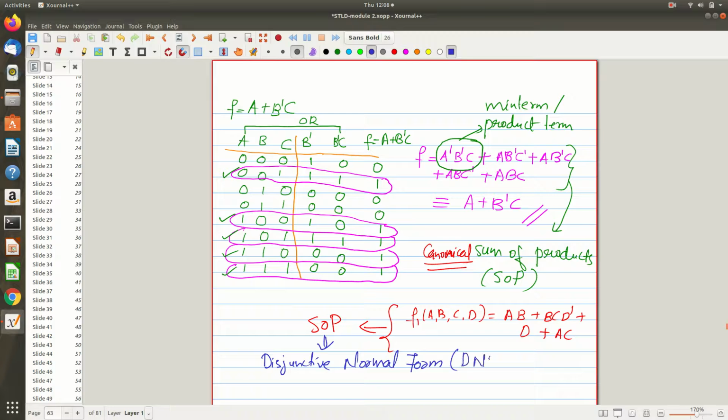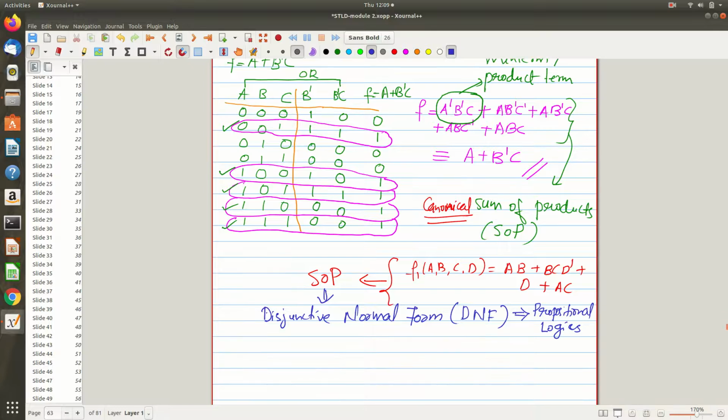DNF, disjunctive normal form. This is a term used in another subject which you are studying parallelly, that is discrete mathematics. In discrete mathematics, in propositional logic, let me write that term. In propositional logic, we use the term disjunctive normal form, that is the same as our sum of product term only. And here and there also, this canonical SOP, we call it the principal disjunctive normal form. Some of you may be remembering, otherwise just keep this in mind, that's all.